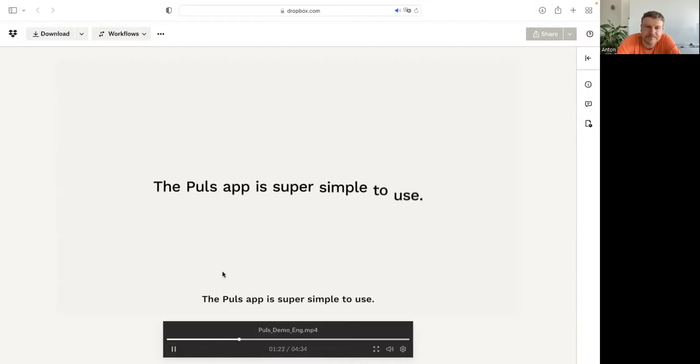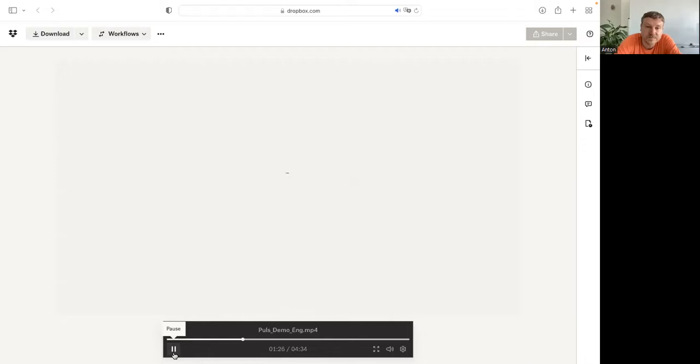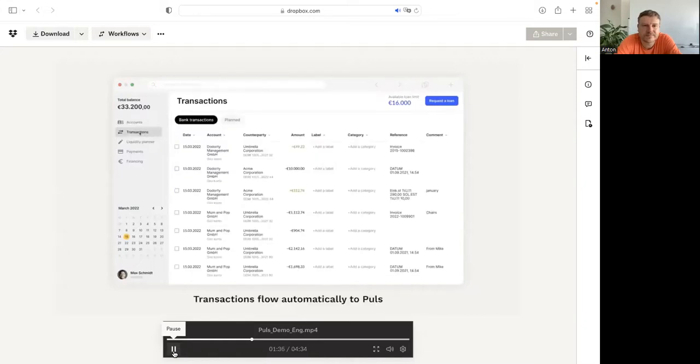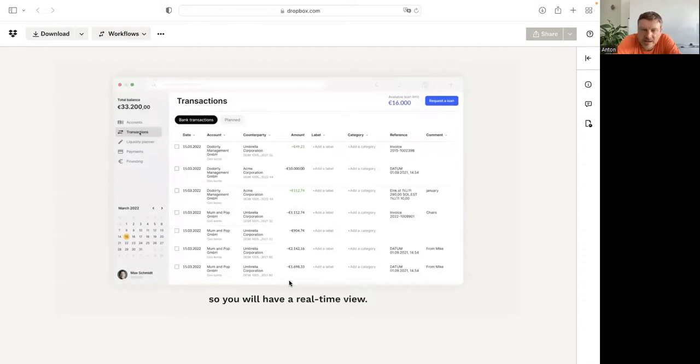The Puls app is super simple to use. Let's look at how it can make life easier and how using it affects your available credit line. After you connect your business bank account, all banking activity is shown on the transactions page. Transactions flow automatically to Puls and sync multiple times a day. This is what I told you earlier.